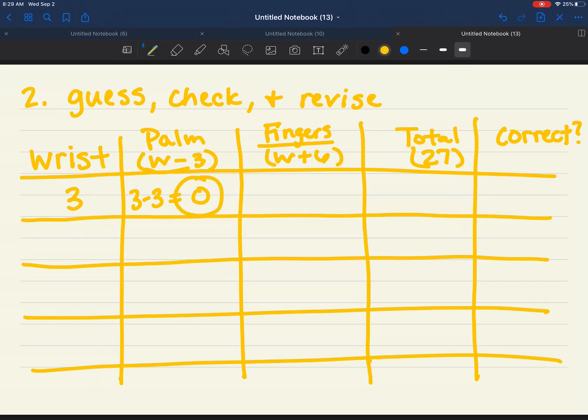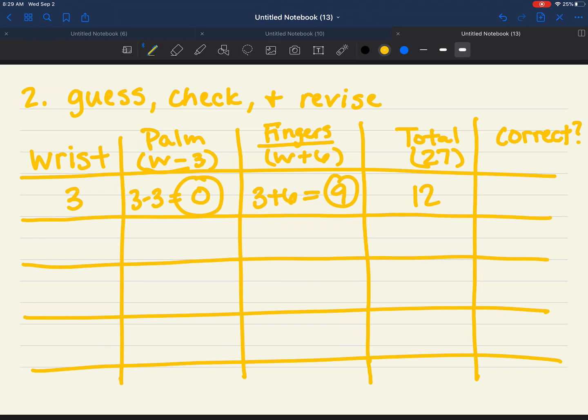Okay, how would I figure out how many are in the fingers? W plus 6. So 3 plus 6 is 9, right? Then what I'm going to do is add those 3 together. What's 3 plus 0? 3. 3 plus 9. Okay, am I close to 27? Am I even halfway to 27? No. So it would make sense.